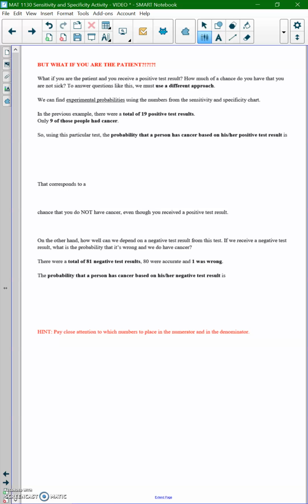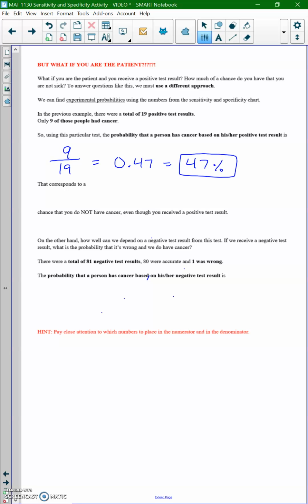well, how would we go about finding that? We would take the total number of positive results, that's 19, and out of those 19 positive results, 9 of them actually had cancer. And so if we divide 9 by 19, we get 0.47. This tells us that for this particular test, if we got back a positive cancer result, it's actually only a 47% probability that we indeed do have cancer.